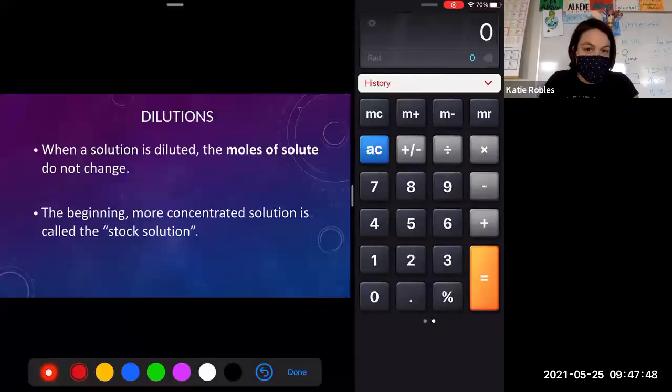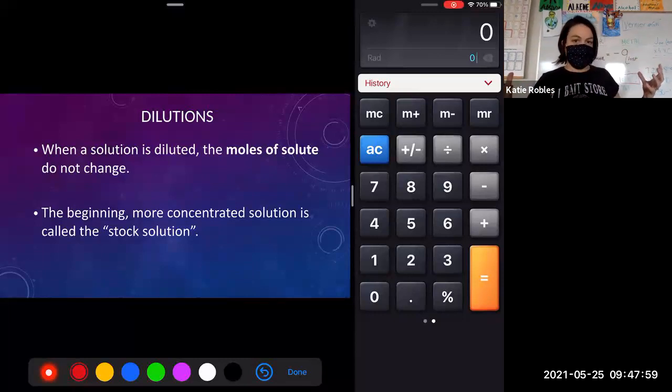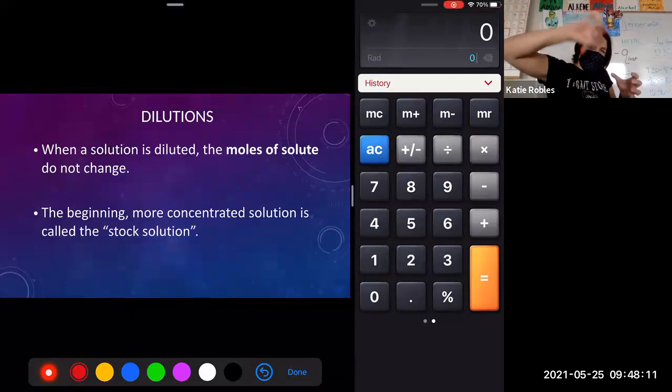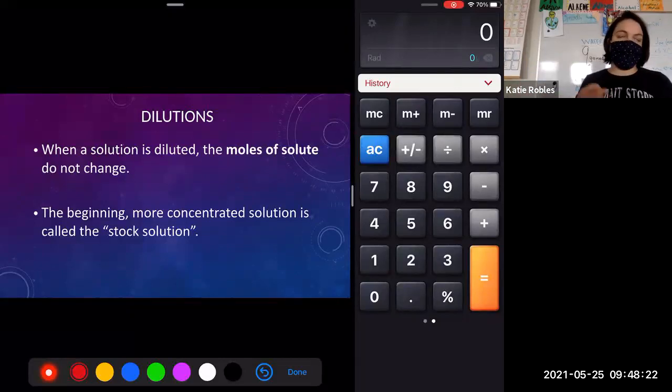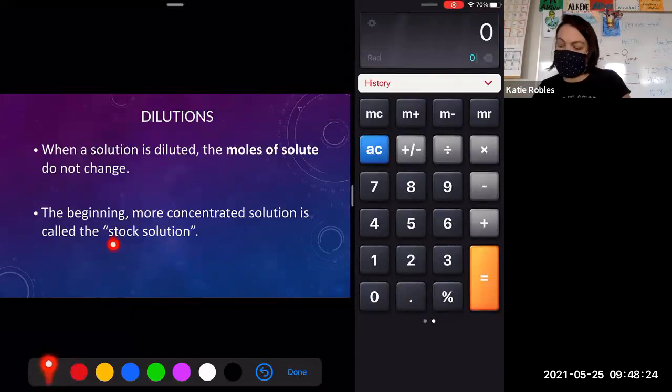When a solution is diluted, when you take water and add more water to that saltwater solution, the moles of solute don't change. That's called dilution. You're taking a very concentrated saltwater solution and adding more water to it. You still have the same amount of salt. The amount of salt has not changed. The beginning, more concentrated solution, we call a stock solution.